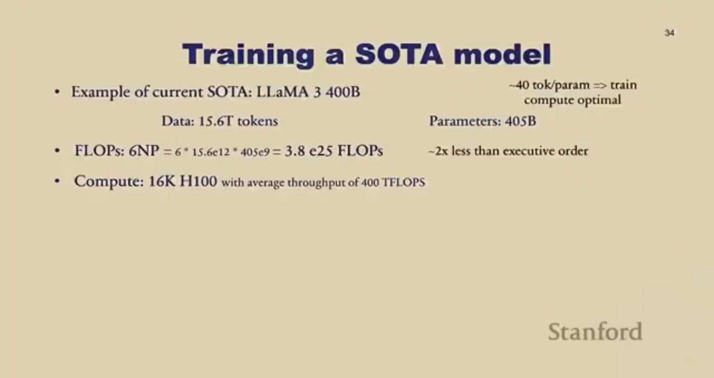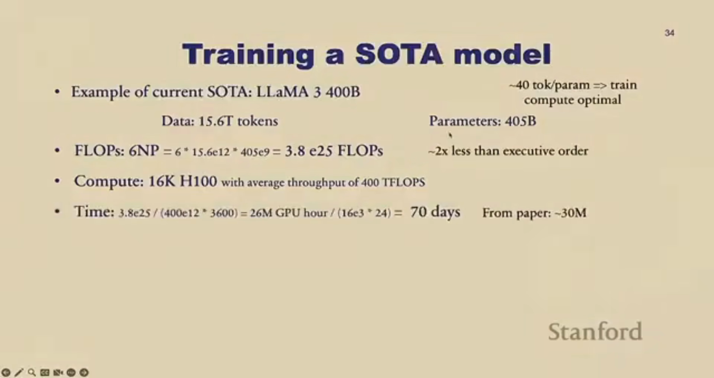Okay, compute. We know that they trained it on 16,000 H100s, and we know the throughput they got. So if you do the computation, it takes around 70 days, or 26 million GPU hours. At least that's with my back-of-the-envelope computation. They actually said that they used 30 million instead of 26 million GPU hours, so maybe they had some challenges. I don't really know. But if you follow the simple computation, it's around 70 days.